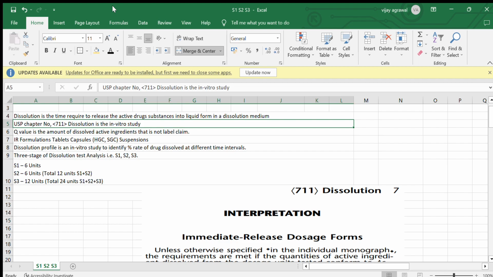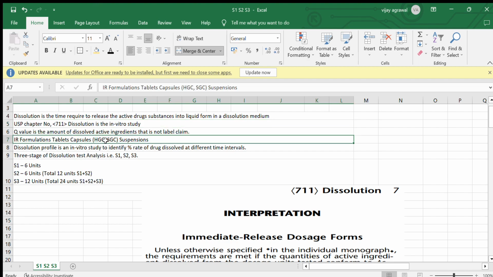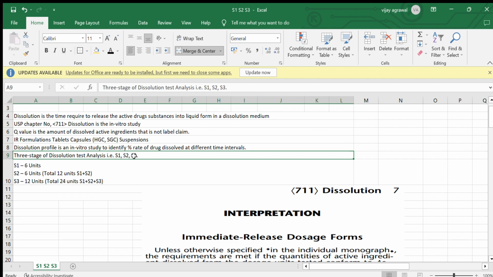The examples of IR formulations are IR tablets, immediate release tablets, immediate release capsules. The capsules may be hard gelatin capsules or soft gelatin capsules, and also the IR suspensions. Dissolution profile is an in vitro study to identify the percent rate of drug dissolved at different time intervals. And as per the USP, 3 stages of dissolution testing are given. The stages are S1, S2 and S3.